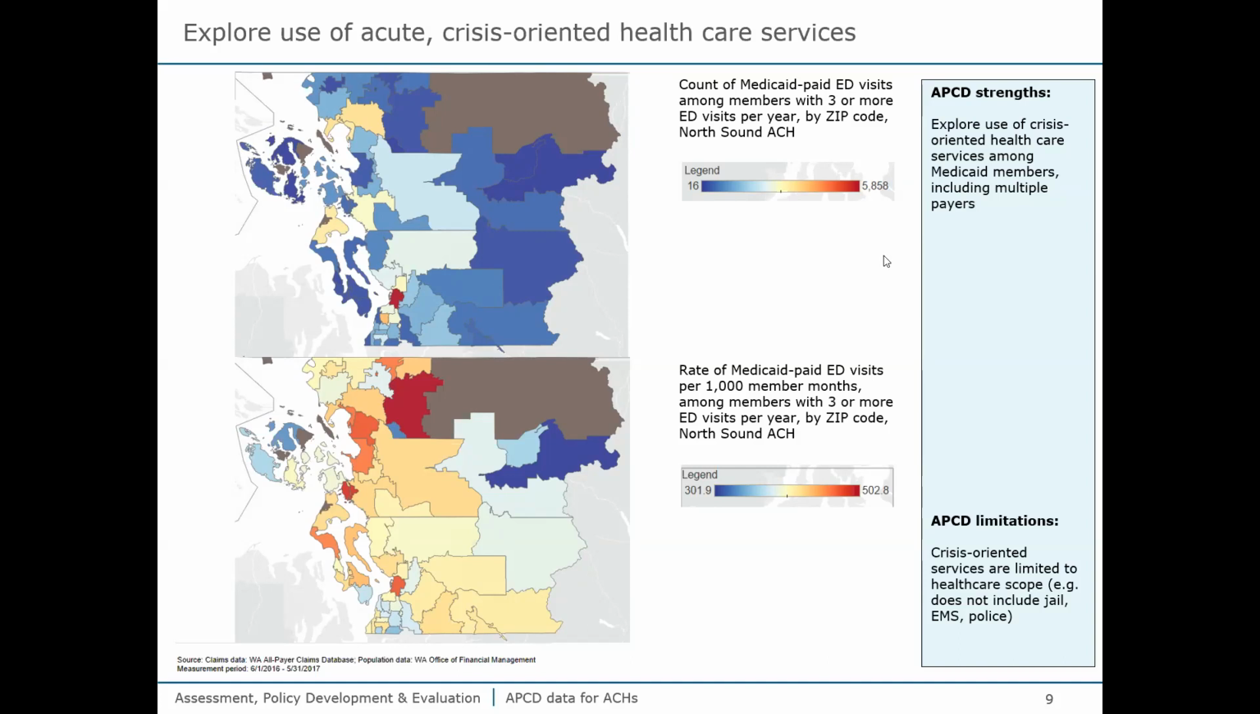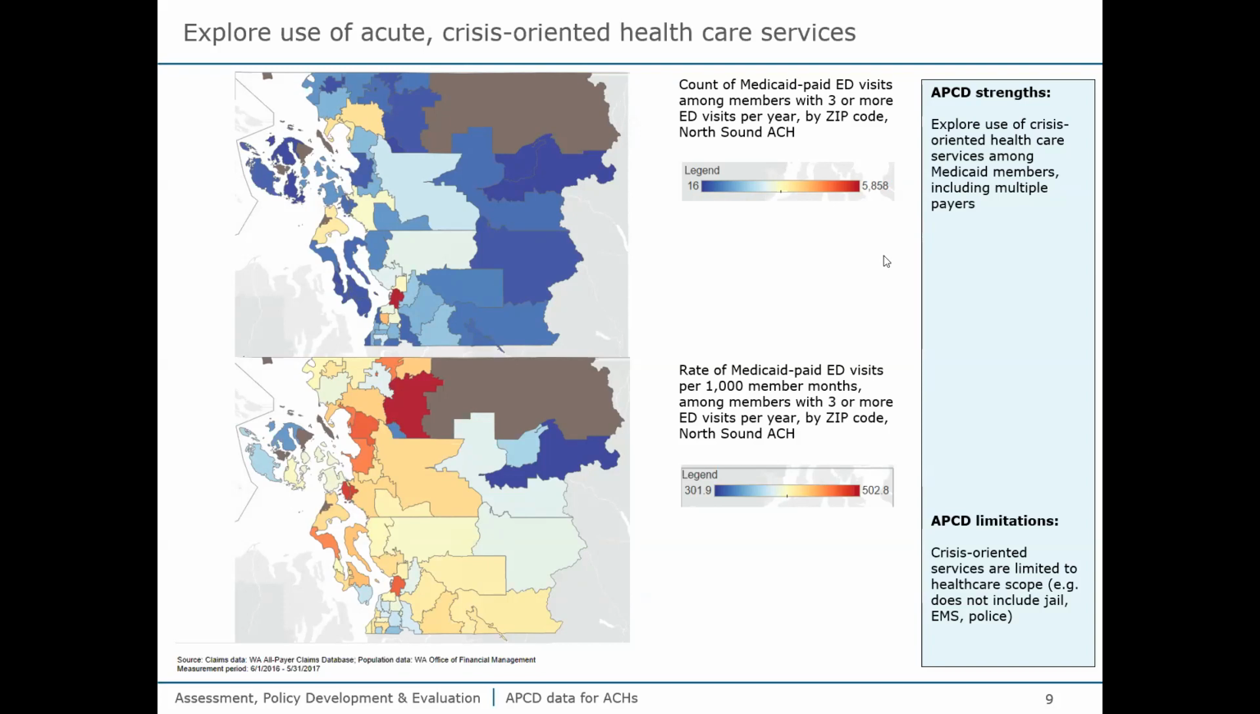So on the top here, we're looking at the North Sound region. So there's all the zip codes that nest into the North Sound region. And what we're seeing there, the way that the zip codes are colored from blue to red is by the count of ED visits. Now, it's not just among everyone, though. What we actually did is we subsetted the population here to people who had 3 or more ED visits in a year.